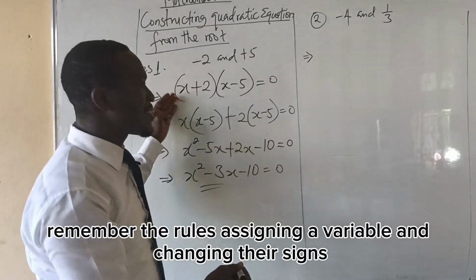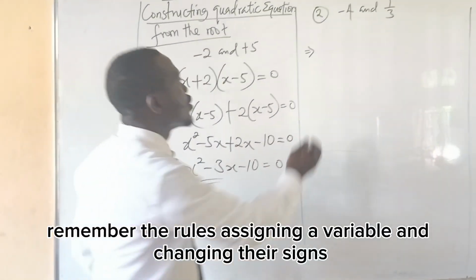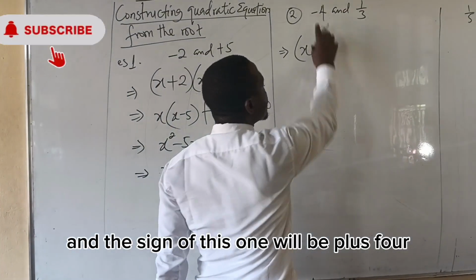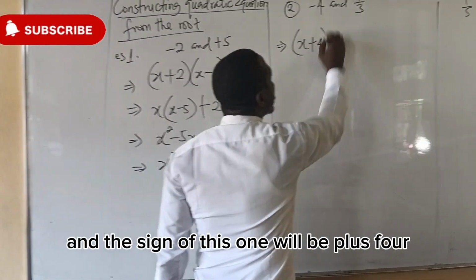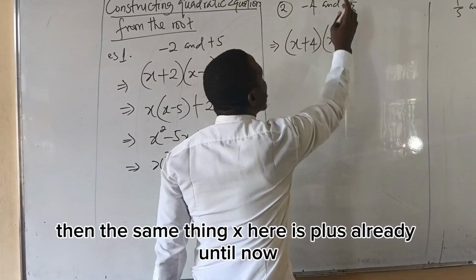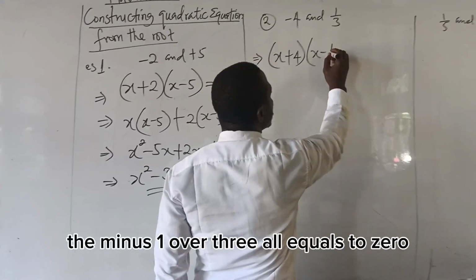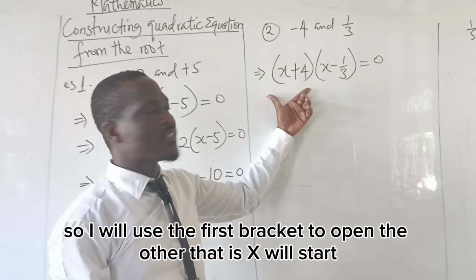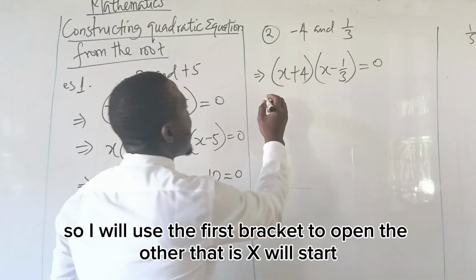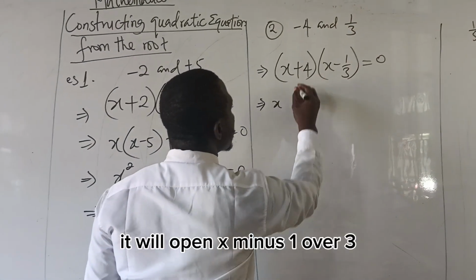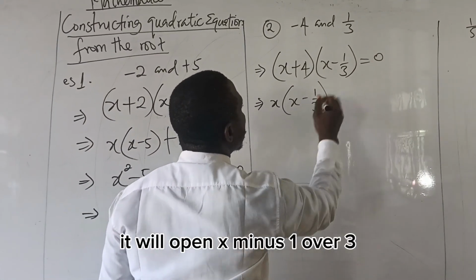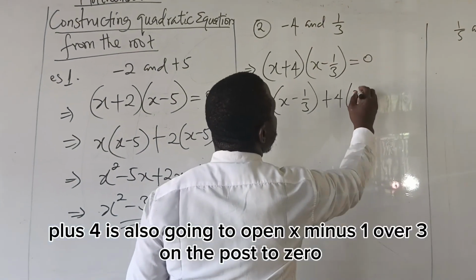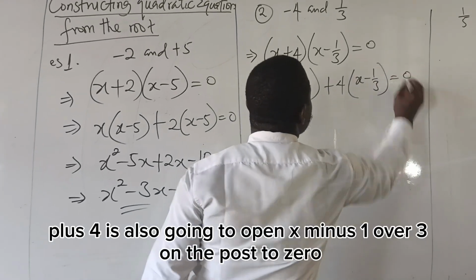Remember the rules: assigning a variable and changing their signs. So here, I will assign a variable x, which I like assigning, and the sign of this one will be plus 4. Then the same thing, x. Here is plus already, it will now be minus 1 over 3, all equals to 0. So I will use the first bracket to open the other. That is, x will open x minus 1 over 3, and the remaining one, plus 4, is also going to open x minus 1 over 3, all equals to 0.